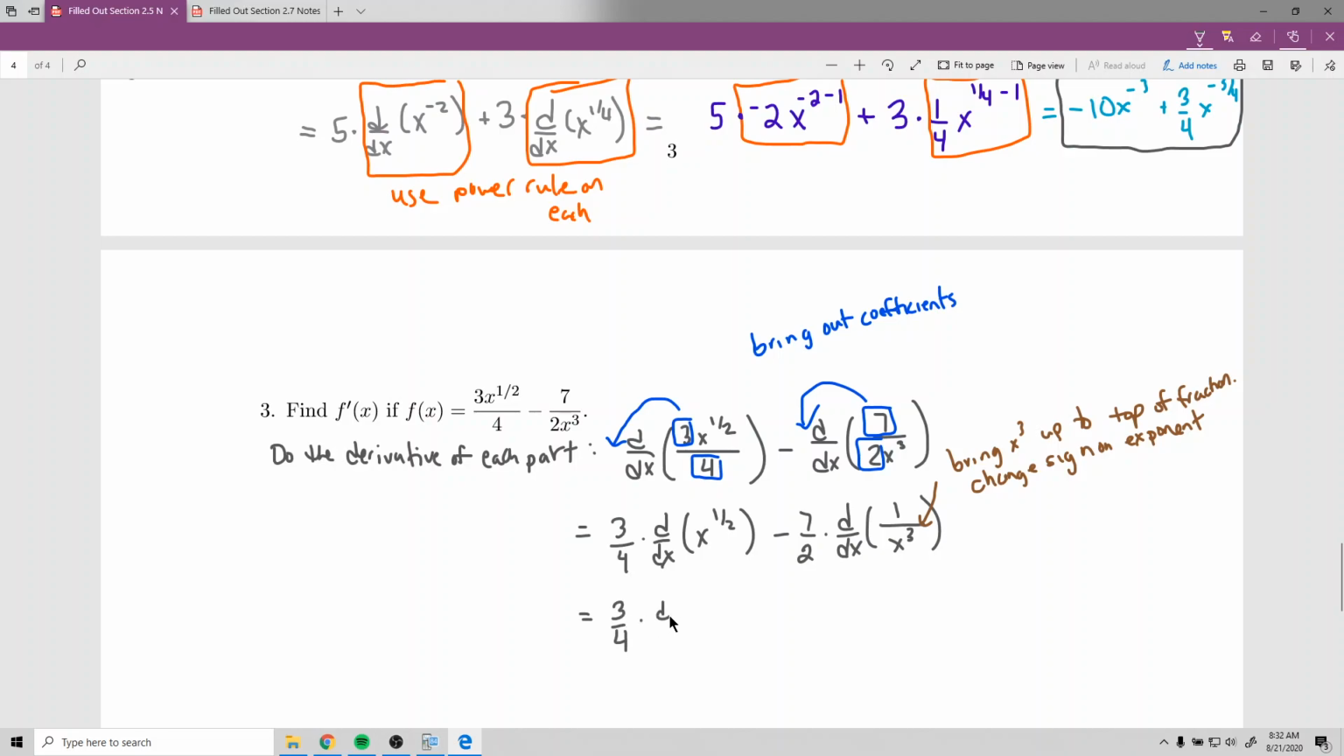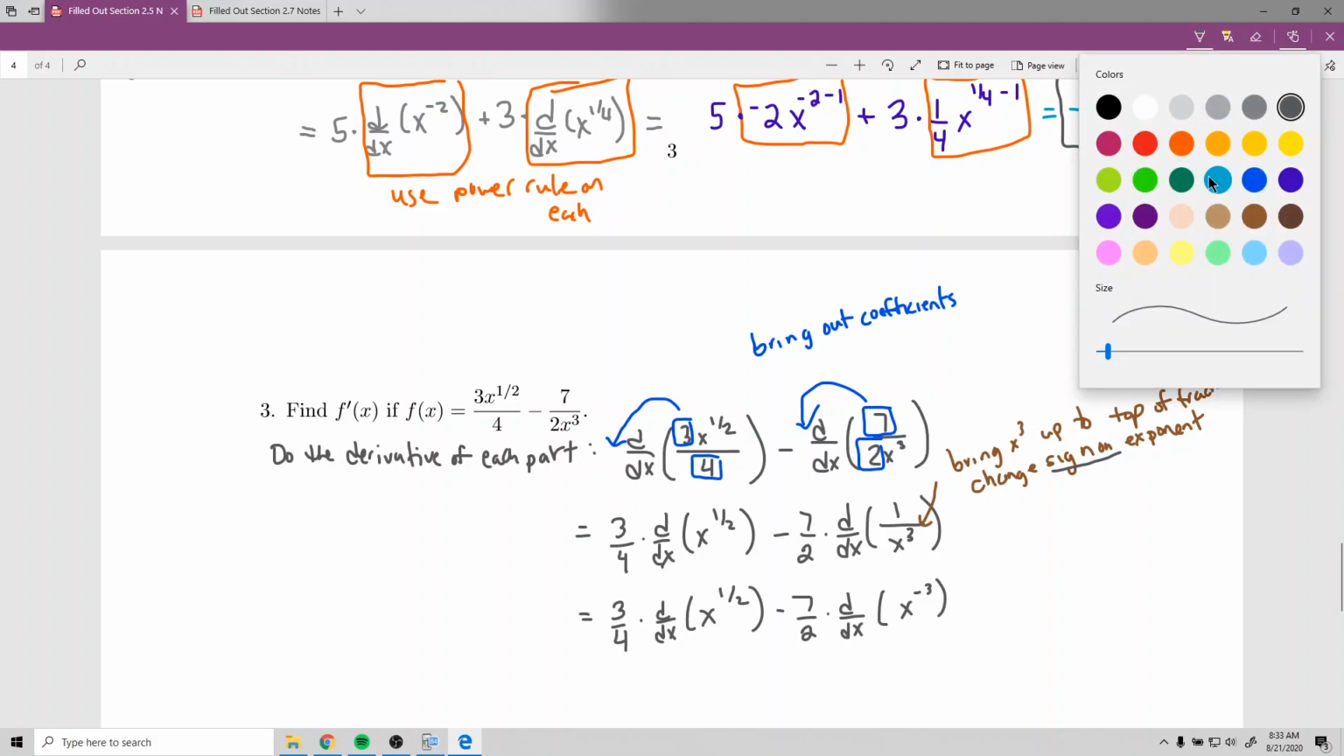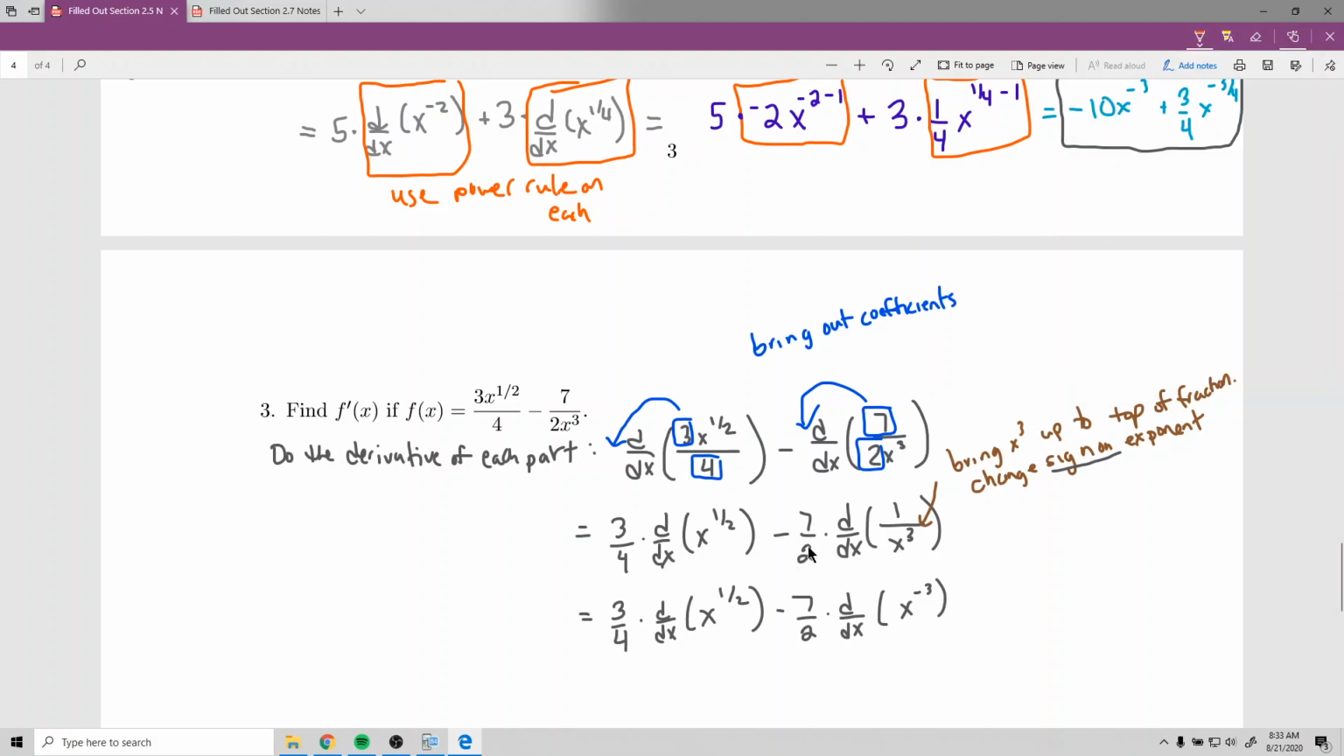All right, so for the first one, I'm not going to do the derivative yet, even though we could, because I want to do them both at once. And then for this one here, we bring the x cubed to the top. The exponent becomes negative, so we get -3. Keep in mind that it's changing sign, so if it was already a negative exponent, when we bring it to the top, it would become positive. But now we can do the power rule on each. Each one is now x to a power.